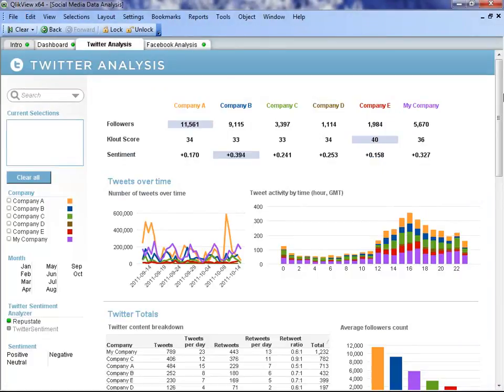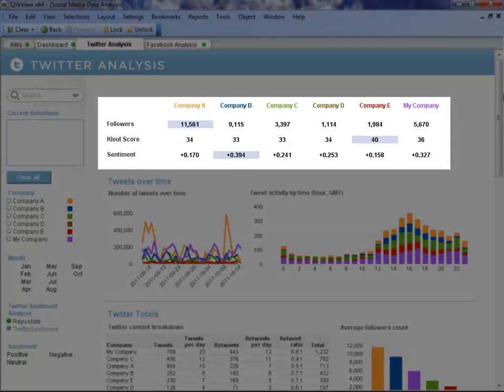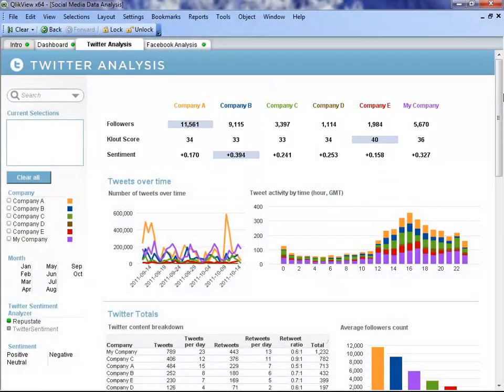The Twitter analysis sheet focuses solely on Twitter data and compares the companies with regards to the number of followers they have, Klout score, and overall average sentiment. In case you have not heard of Klout, Klout is a service that measures a user's influence across a social network. It measures the size of someone's network, the content created, and how other people interact with that content. Here we can see that Company A has the most followers. Company E has the highest Klout score, and Company B has the highest average sentiment. My company can compare themselves to their peers in the industry.